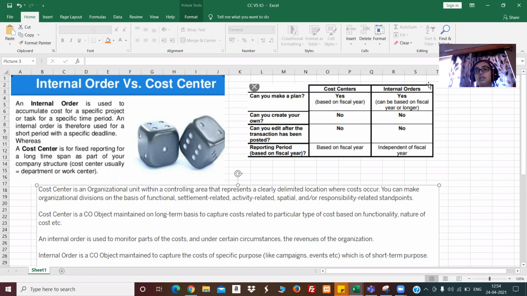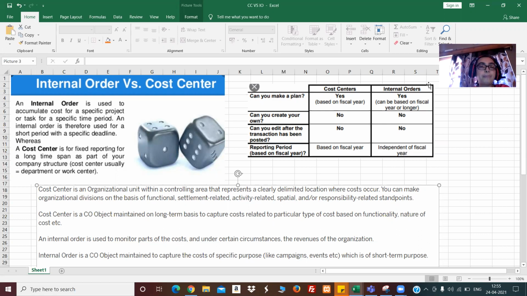First of all, both are cost objects. Cost center is a cost object. Internal order is also a cost object, like other cost objects such as the WBS element. The main purpose of a cost object is to capture the cost. So both the internal order and the cost center collect costs.